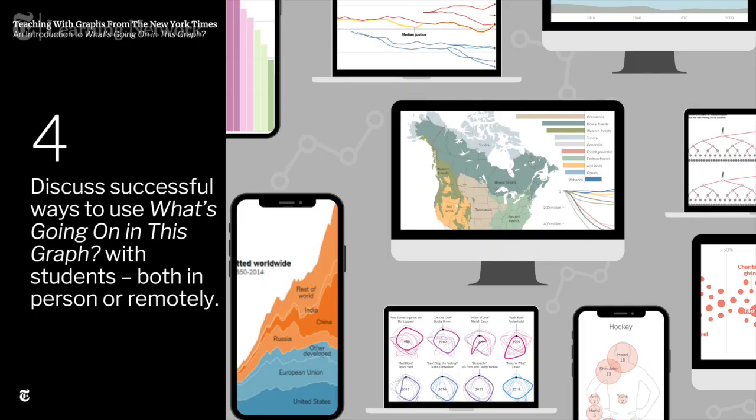Now let's take a final look at the ways that teachers can use what's going on in this graph in the classroom successfully. So Sharon, in a minute or so, I'm going to ask you for some best practices. But what we'd like to do is, once again, show you some of the teachers that we spoke to about what's going on in this graph.